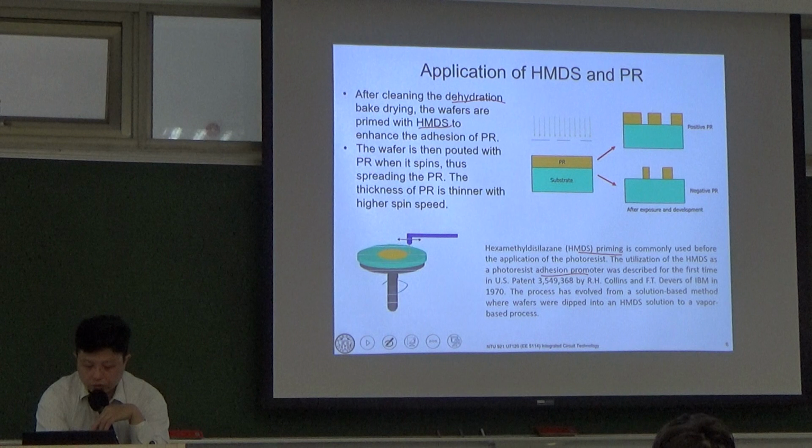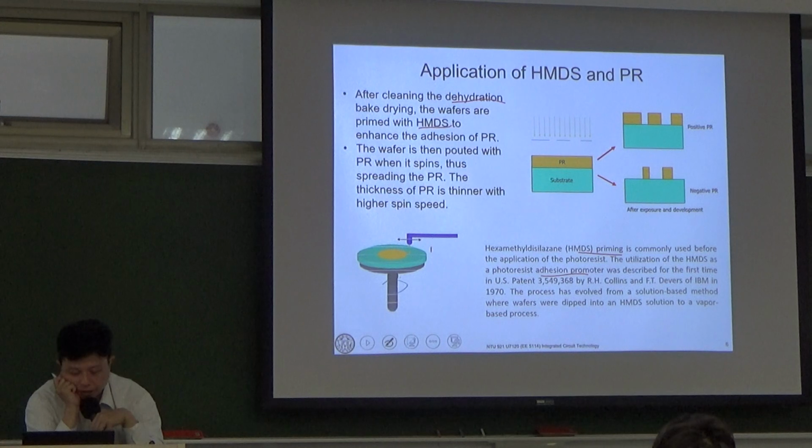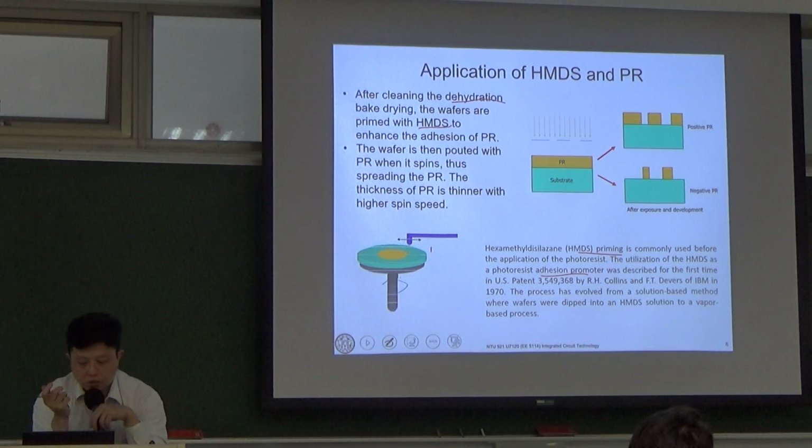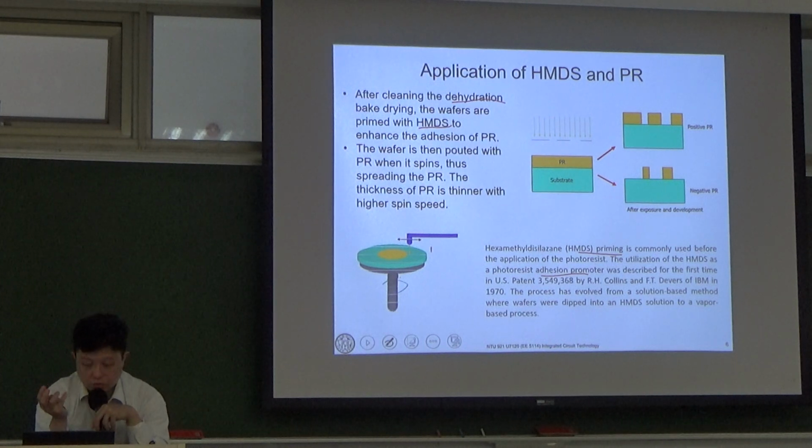Okay, so we can use these things. The photoresist is liquid, so you can spin coat it and spread it on top of your wafer. If you want a thinner photoresist, you can spin it at a higher RPM, meaning a higher spin speed.